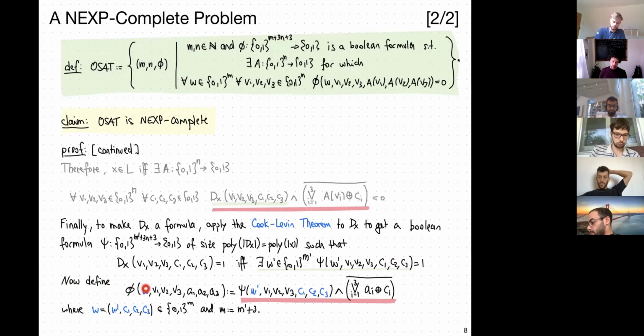But we're saying we have this variable W, and this W consists of the W prime that we need for psi, and also of C1, C2, C3, which is why you have this annoying +3 over here. And we want to check that everything is being satisfied.